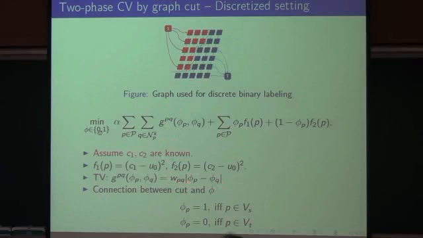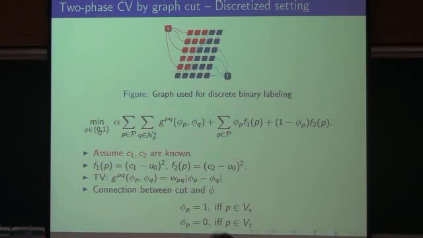We use phi p minus phi q. Phi p is here, phi q is the neighbors. So phi p minus phi q is trying to approximate the TV. So if you do such a cut in 2D, this is the cost of the cut. And so you are essentially minimizing this problem.